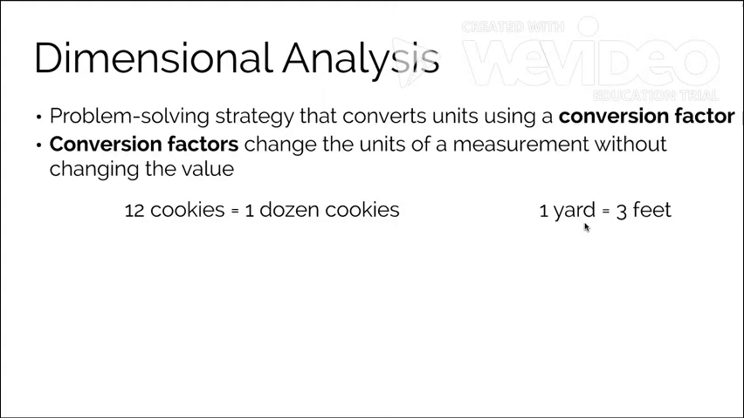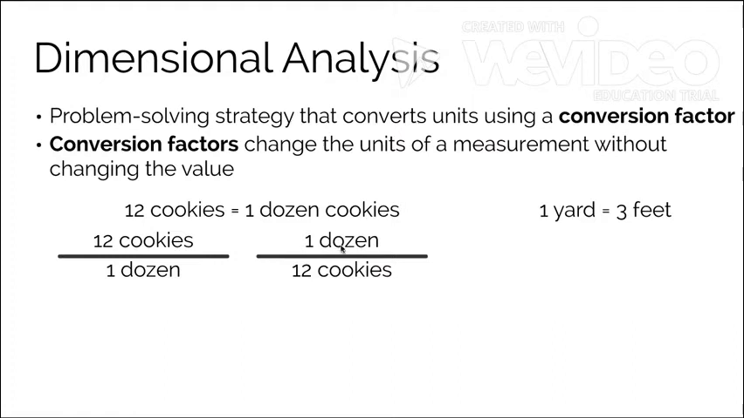All right, and the way that we can set up our conversion factors is that we can set them up as a proportion that we can use mathematically. So in this one, with 12 cookies, you can set it over 1 dozen, and you know that they're still exactly the same, or you can do the opposite of that and set 1 dozen over 12 cookies. Again, these two are opposite, but they're still worth the same. Same thing for our yards and feet example. You can set 1 yard over 3 feet, or you can set 3 feet over 1 yard. And so this is the format that we'll be using for our conversion factors, so we can easily use them in our calculations.